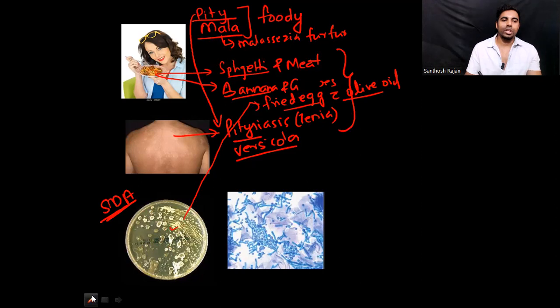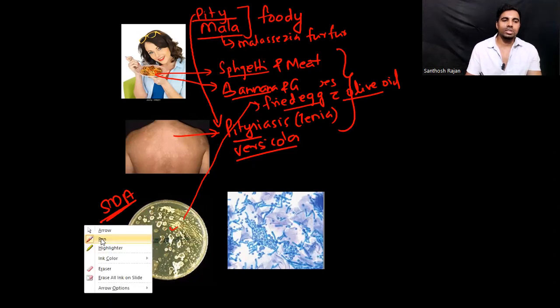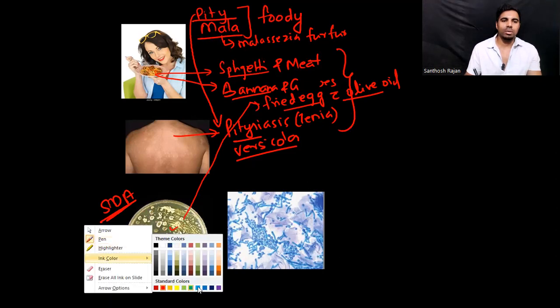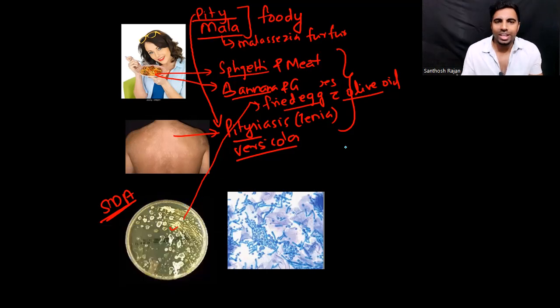Mala is a foodie. Okay sir, that is fine, but where is the picture I can get? You can get either the clinical picture of hypopigmented patches you're seeing here, these white color pruritic patches. Or look at this beautiful picture. These are the spaghetti and meatballs. The dots are meat. Or you can say banana and grapes. This is the LPCB stain picture.